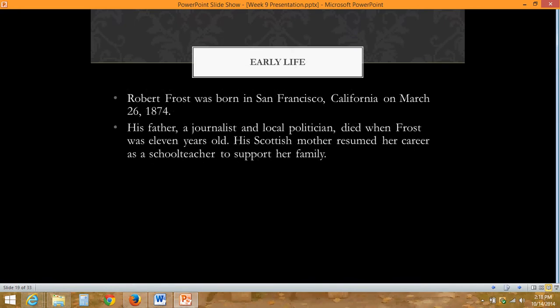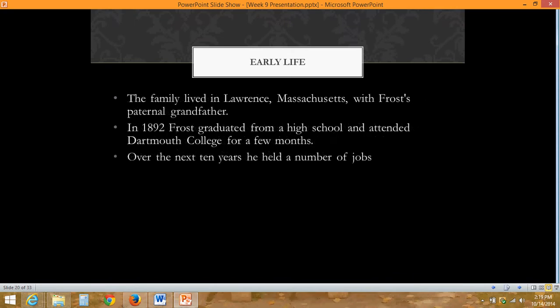He was born in San Francisco, California on March 26 in 1874. His father was a journalist and a politician, and he died when Frost was 11. And this kind of sparked a different lifestyle for Frost and his family. His mother became a school teacher and moved the family back east to Massachusetts, where they had lived before Frost was born. So they settled in Lawrence, Massachusetts with Frost's paternal grandfather. So this is where the family lived, and they moved back to Massachusetts after the death of his father.